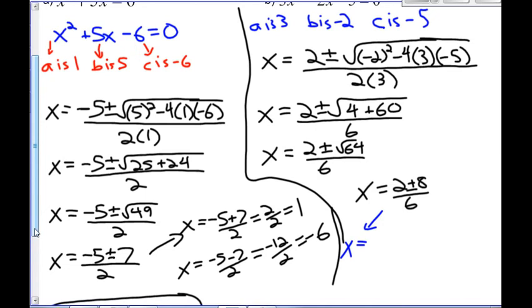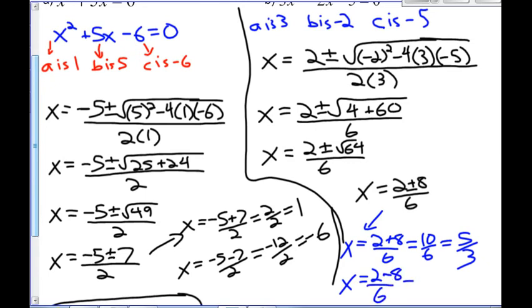or two solutions. We could have 2 plus 8 over 6, which would be 10 over 6, or 5/3. Or we could have x equals 2 minus 8 over 6, which is negative 6 over 6, or negative 1. There are our two solutions. We could have got them by factoring as well, but it works fine like this. And it's really not that bad. You're just plugging in numbers. If you want to, you can use your calculator to help you out, and we might on the next couple.